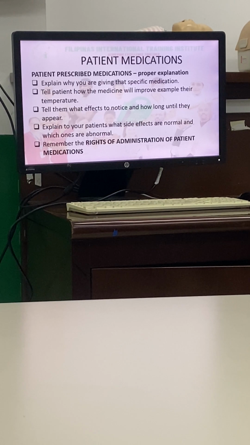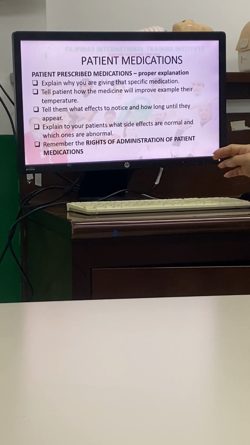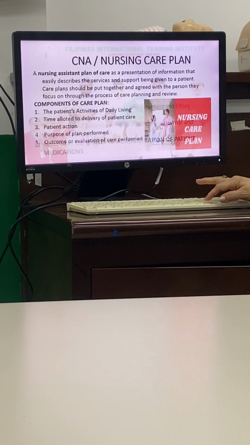Alright? So what we are going to do here is, you need to properly explain, as we said, you start with what? The patient rights. You have to remember that. Patient, types of medication, the routes of medication, the abbreviations, what else? You have to review all of those, and the rights of administration of medication, as I said.